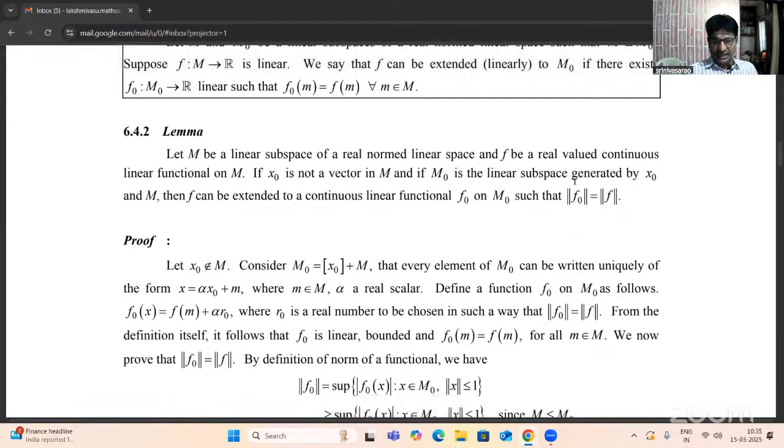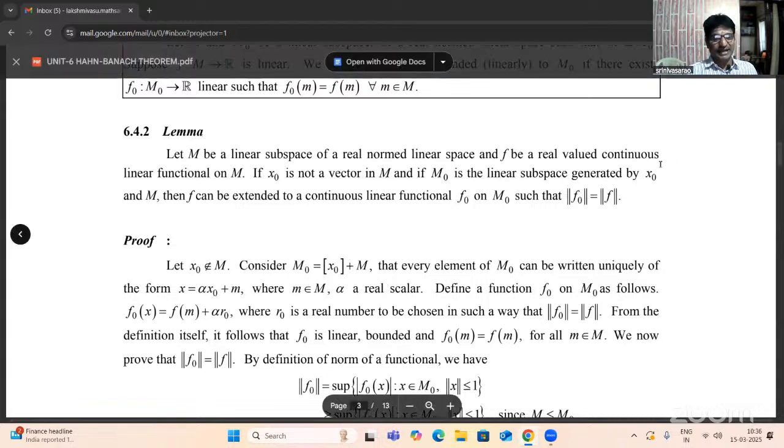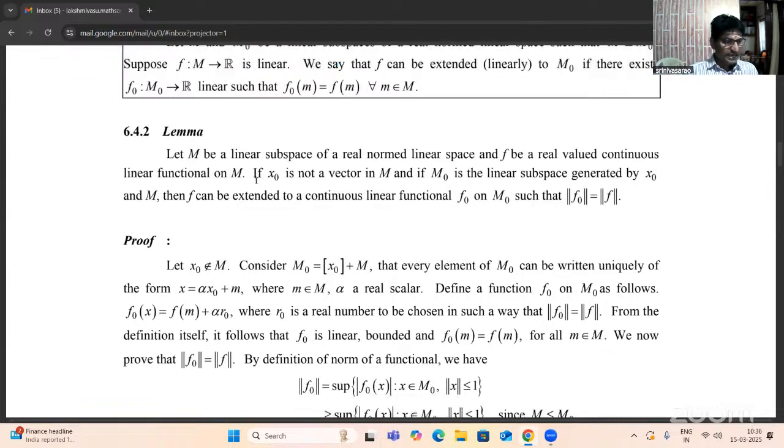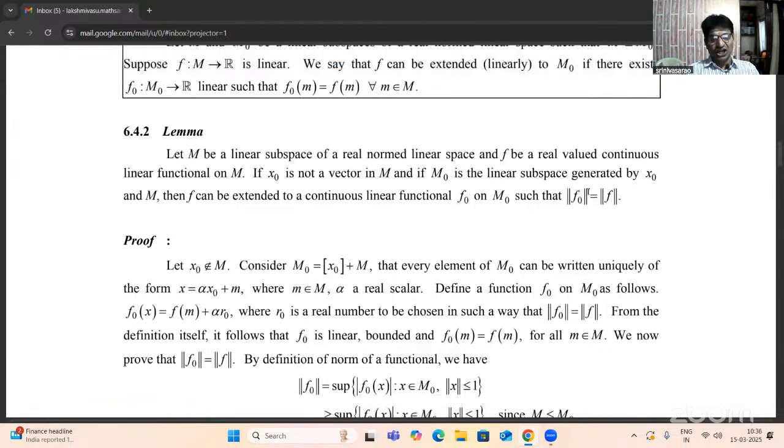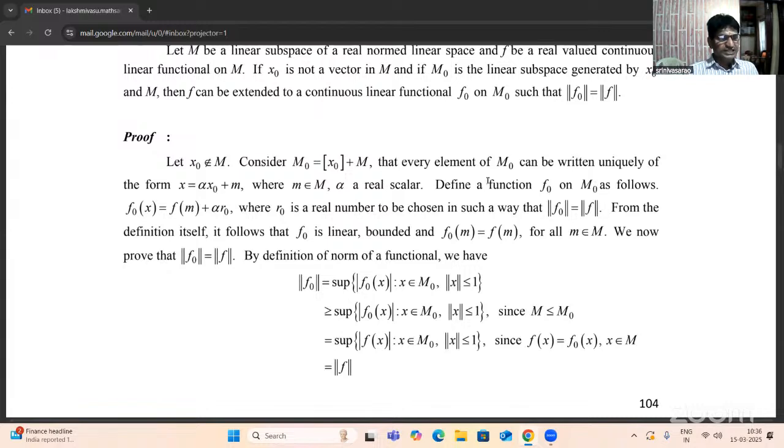According to this lemma, the simple concept is the extended linear functional, and here M naught is the linear subspace generated by x naught. Generated by x naught means it consists of elements generated by only x naught in M naught. So F on M can be extended to a continuous linear functional f naught on M naught, such that for both continuous linear functionals, their norms must be equal. So norm f naught equals norm f. Now let us see the proof here.